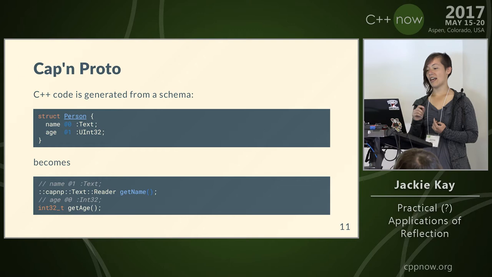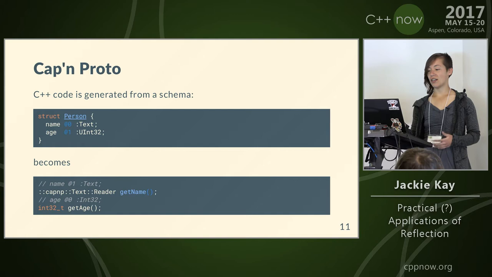And because all the code generated using Cap'n Proto conforms to this interface, they have a very efficient serialization library that can serialize and deserialize things defined with a struct. But that's very brittle because you need to go through their external schema process in order to use Cap'n Proto to serialize anything.